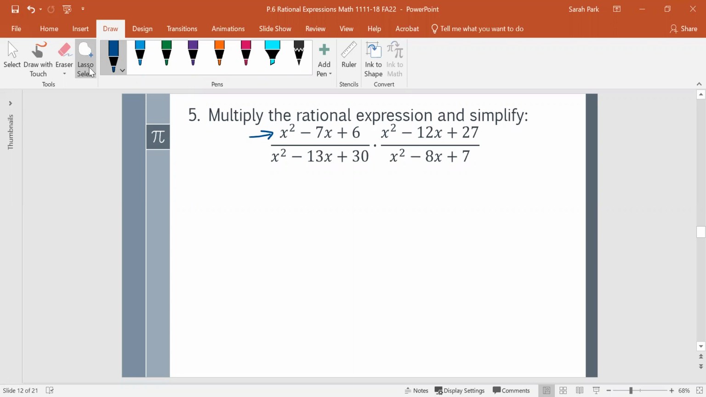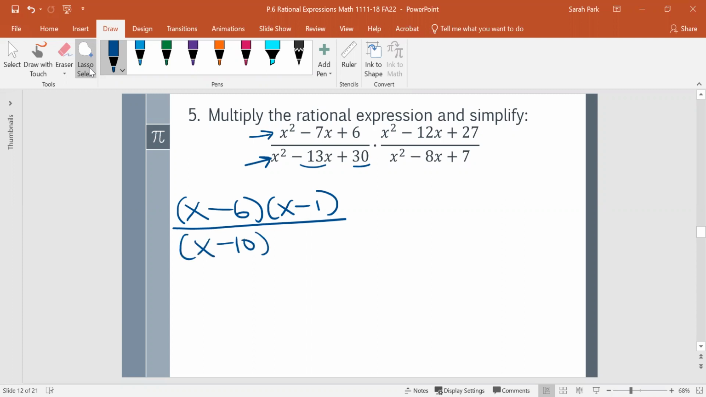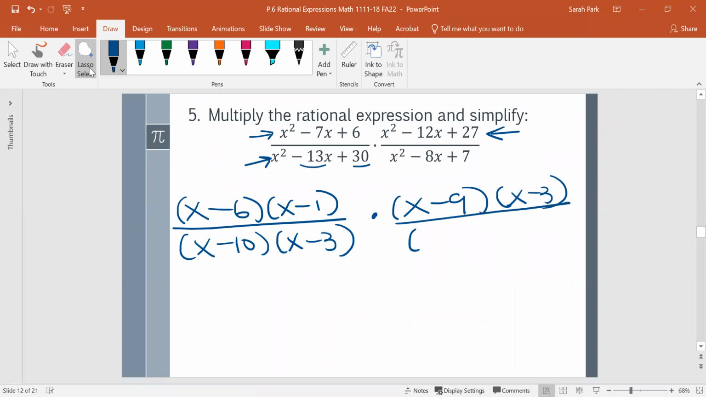So let's factor x squared minus 7x plus 6 first. What multiplies to 6 but adds to -7 is going to be x minus 6 and x minus 1. Now factor this bottom part, x squared minus 13x plus 30. What multiplies to 30 but adds to -13 is x minus 10 and x minus 3. Now this part, x squared minus 12x plus 27, what multiplies to 27 and adds to -12 is x minus 9, x minus 3. And factoring x squared minus 8x plus 7, it's x minus 7 and x minus 1.